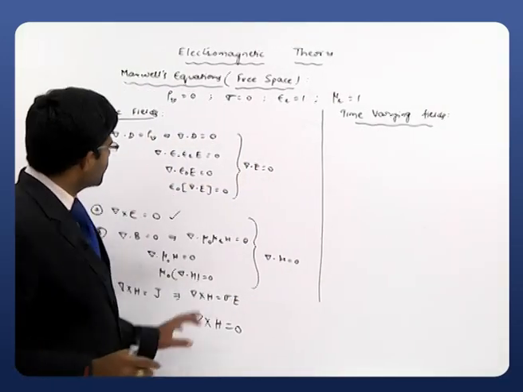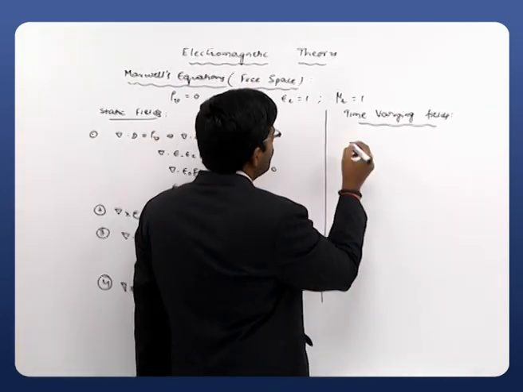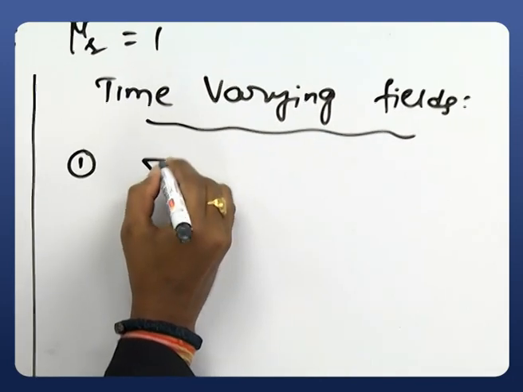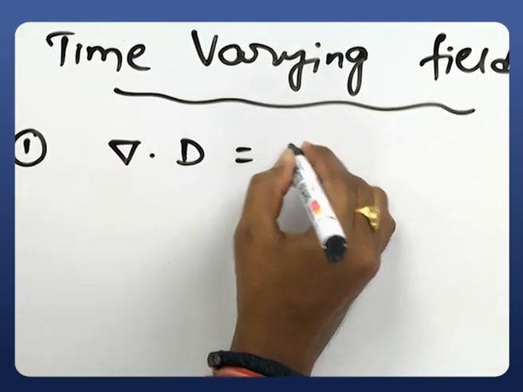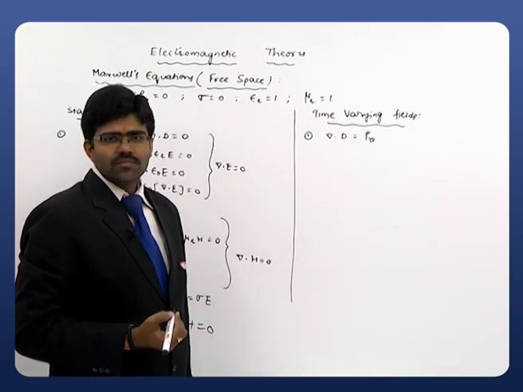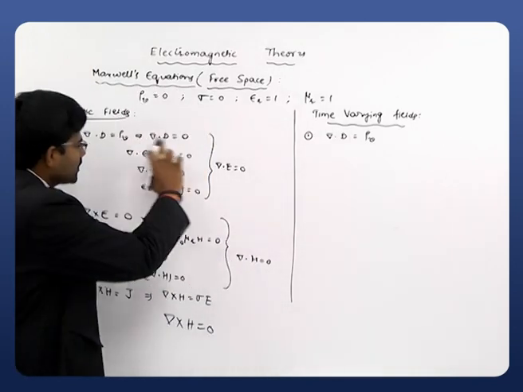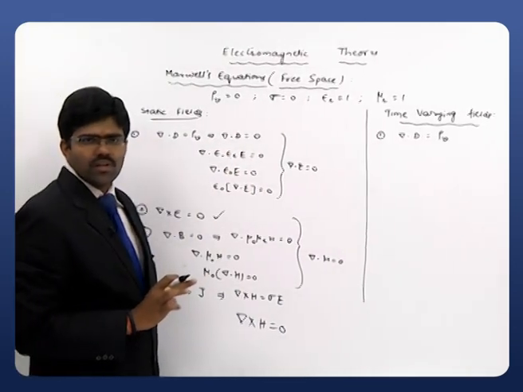Right. So now we will discuss the time varying fields in free space once again. So what is the first equation? For time varying fields also, in the differential form, del dot D is equal to rho v, the same equation, but rho v is equal to 0 in free space, which corresponds to the same analysis.